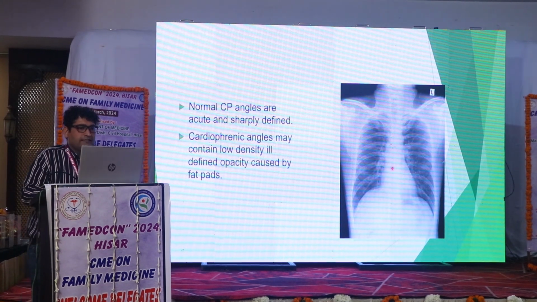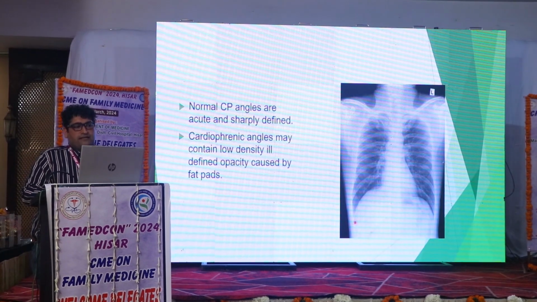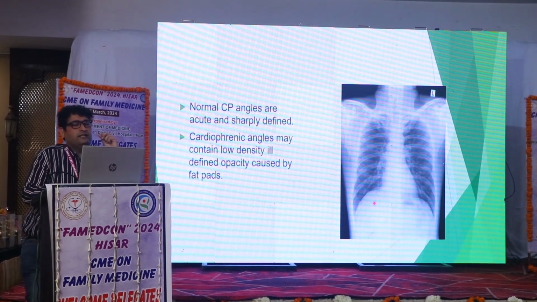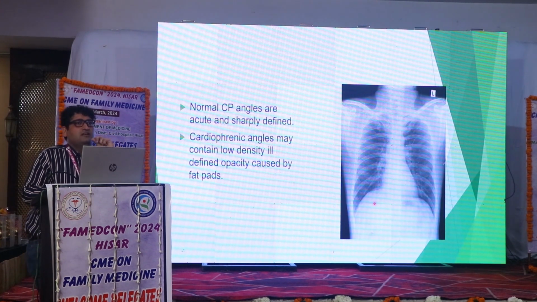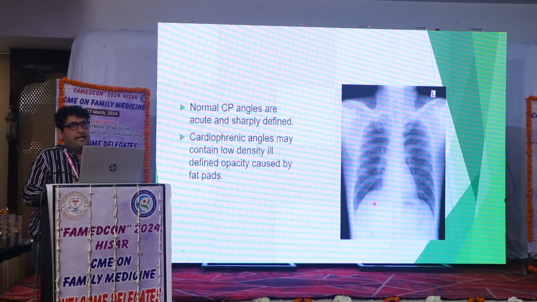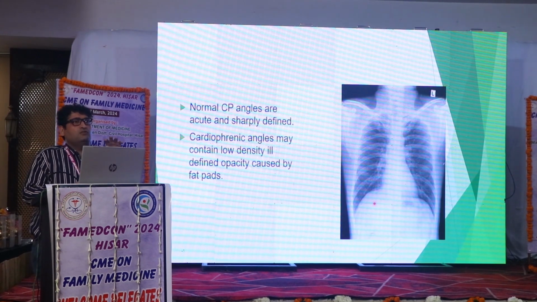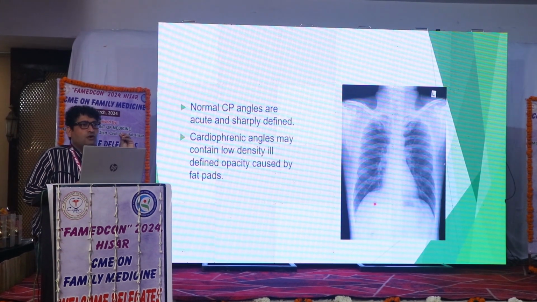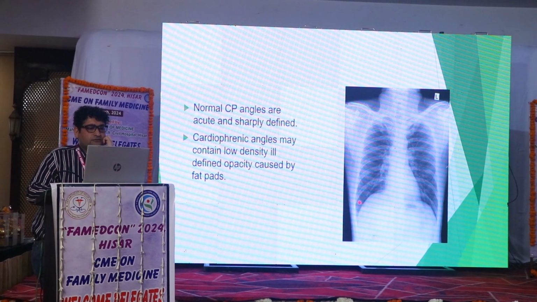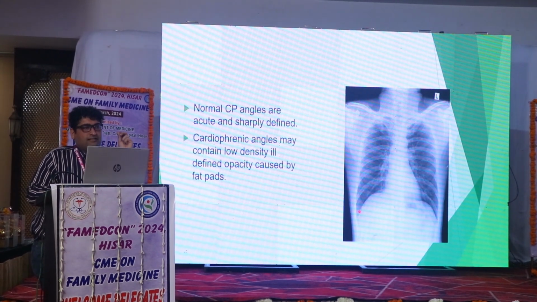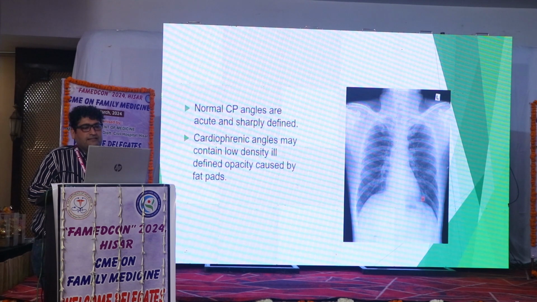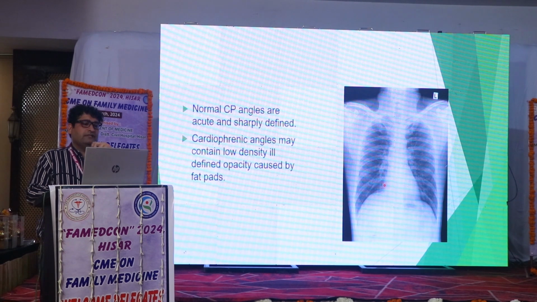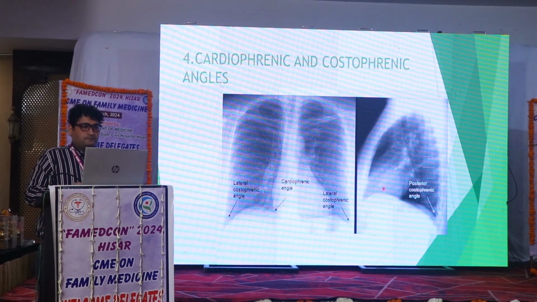So now, the CP angle. Normal CP angles are acute and sharply defined. I want to tell you one concept: whenever there is air anywhere in the body, any structure lying within that air or around that air will be well defined. You will be able to see that structure very clearly on an X-ray film. That is why it is well defined, because it has air within. So both of these angles are sharply demarcated. The cardiophrenic angles are not sharply demarcated because of the cardiac fat pads lying within them.